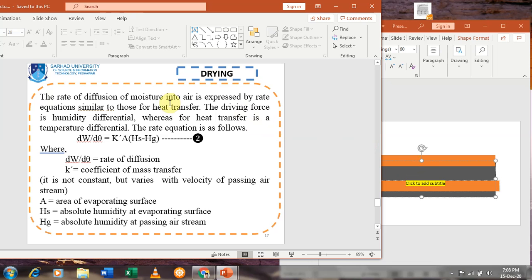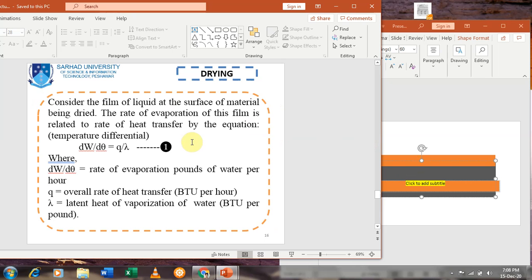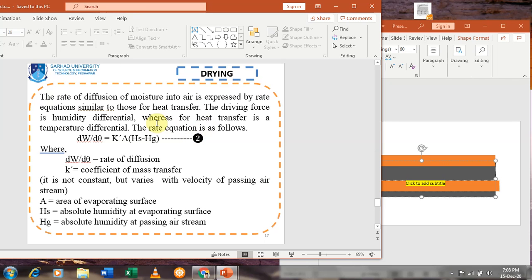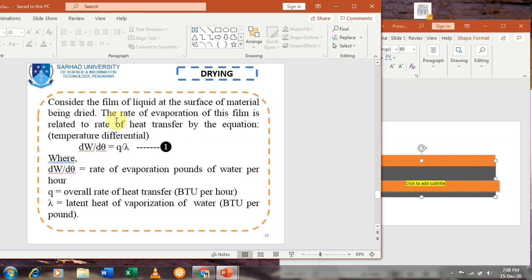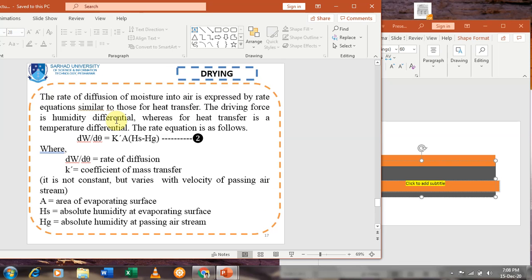We can represent it in the form of an equation, just like for the heat transfer we represented as equation number 1. We can also put the driving force as humidity differential. In this case that is the rate of diffusion, and in the first case the rate of heat transfer, the temperature differential is the driving force. The rate equation for this purpose is dw by d theta equals k dot capital A Hs minus Hg.